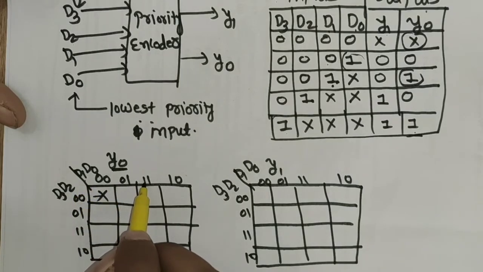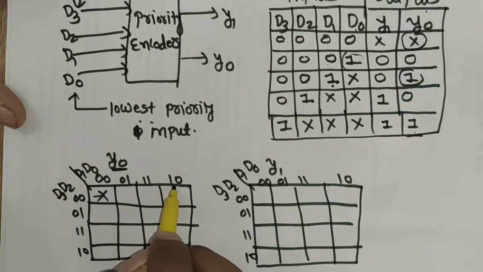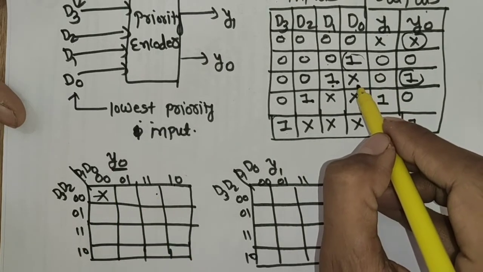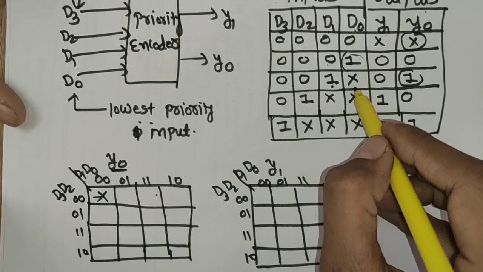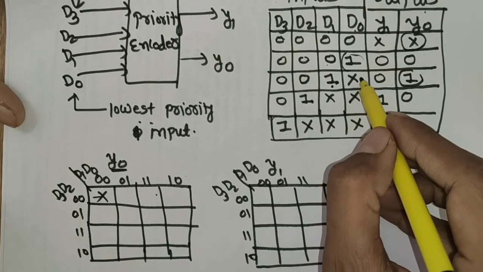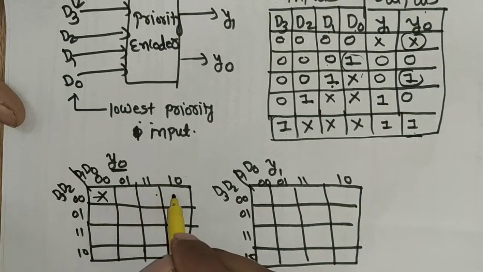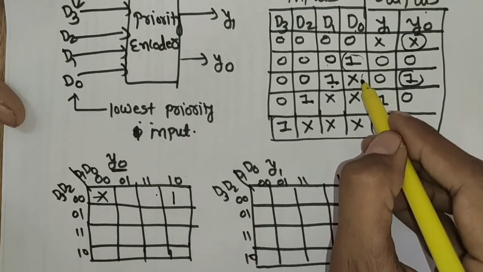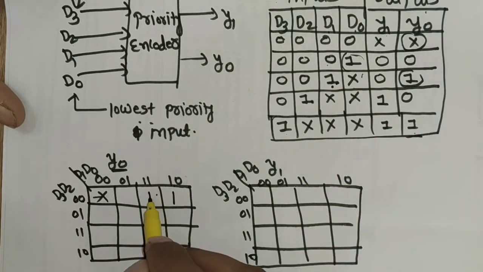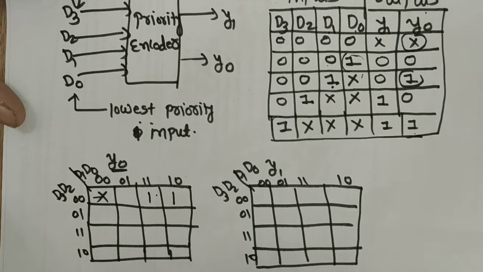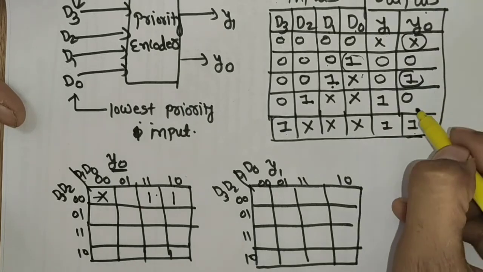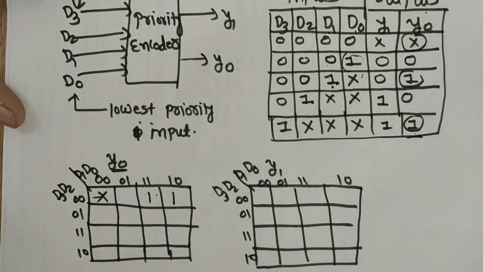So this column and this column will be considered, right? But the value of D0 is a don't care, meaning it is either 0 or 1. So the first one is 0, so at that time we have to consider this cell. And the second one is 1, so we have to consider this cell. Now we can check the next. This one is red, right?